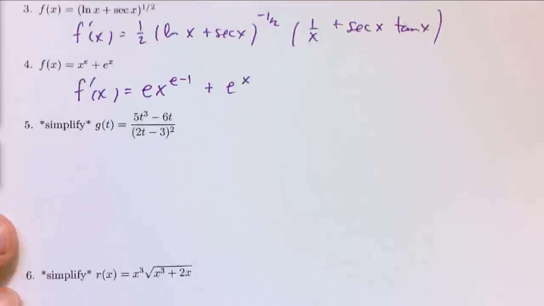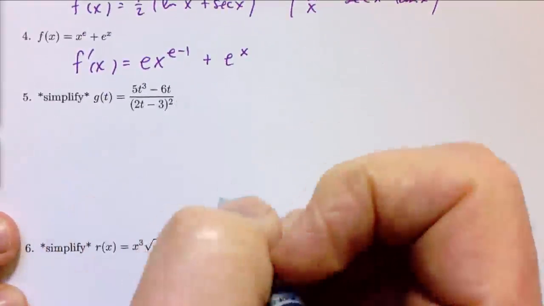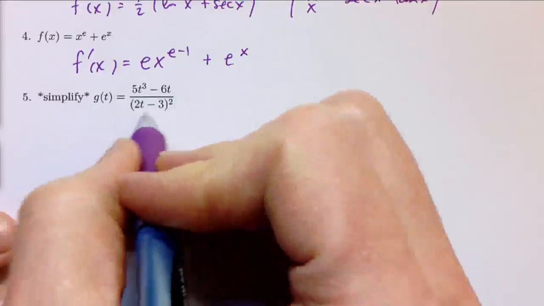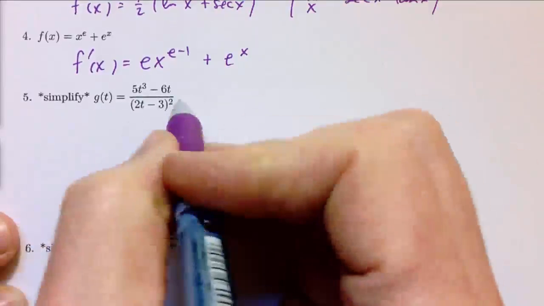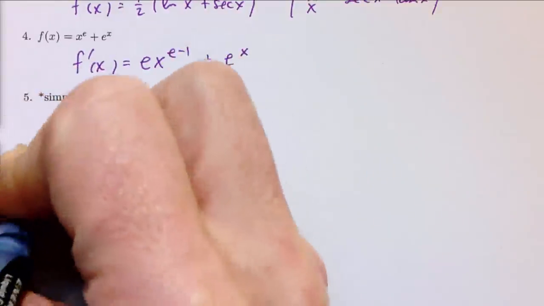This next one is the simplification part that usually gets people. I prefer to use the product rule here. Many of you like to use the product rule by bringing the (2t minus 3) squared upstairs as (2t minus 3) to the minus 2. That's fine. And similar algebra will get you simplified there. I'm going to use the quotient rule.